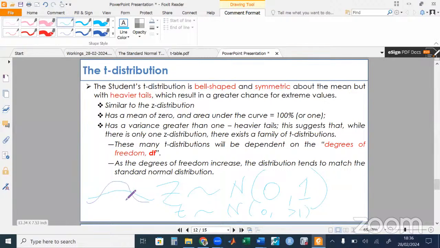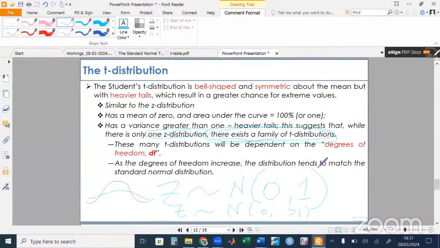Because it's a bit flatter, it will have that kind of shape, which also means that there will be many T distributions, but there's only one Z distribution. That's the difference between the Z and the T. The Z is only Z because it's a standard normal. Standard means it is 0, 1. But the T, because it has a variance greater than 1, can take 1.5, 1.8, 2, and the rest. So there will be as many T distributions as there could be, depending on many things like the number of observations.